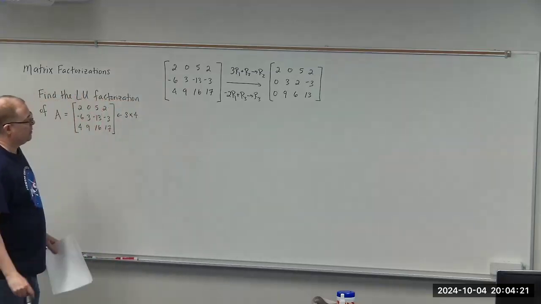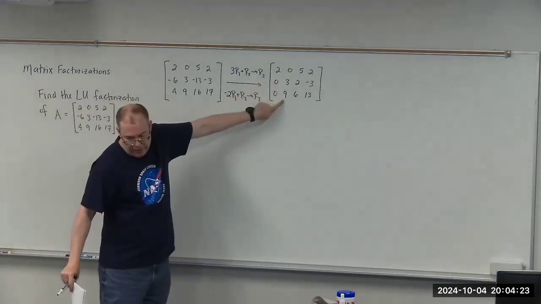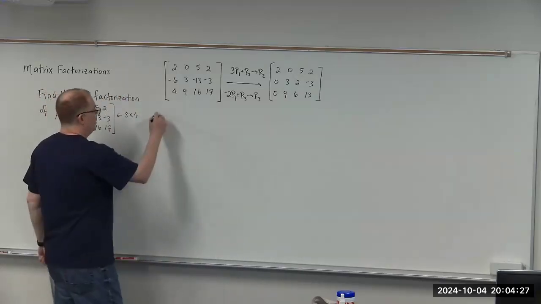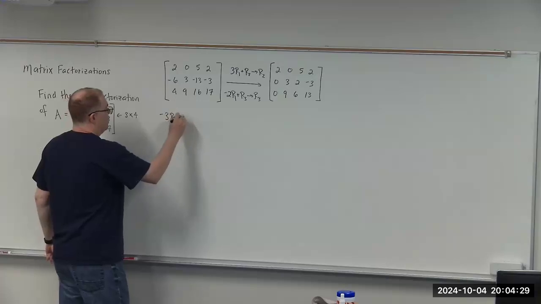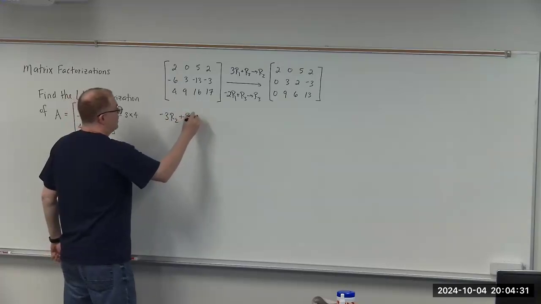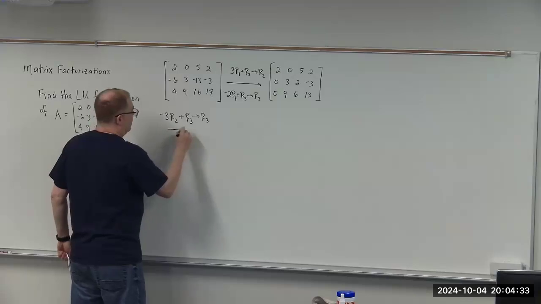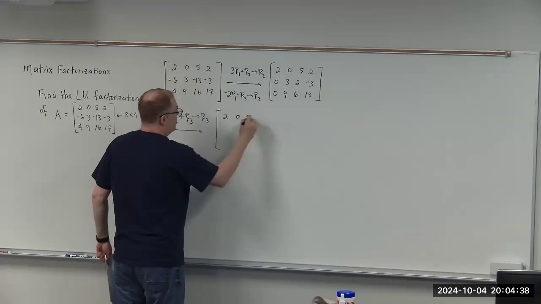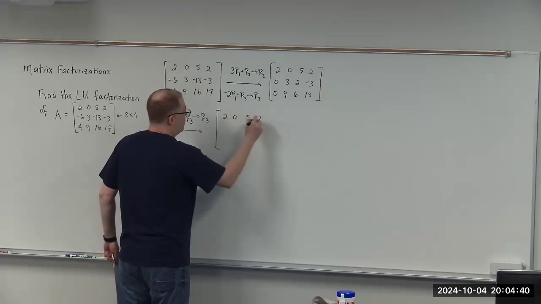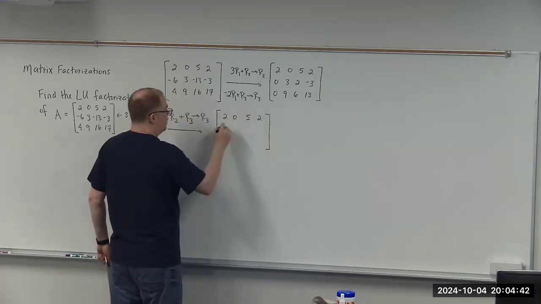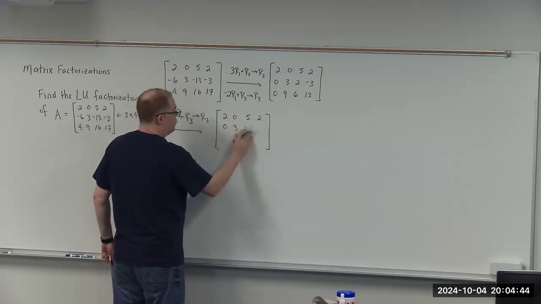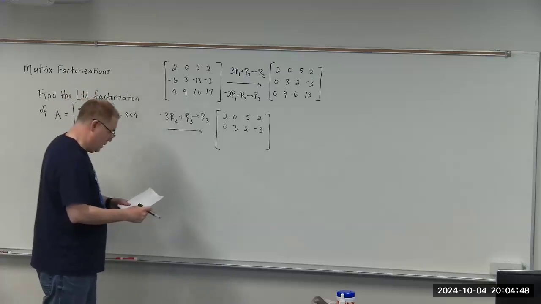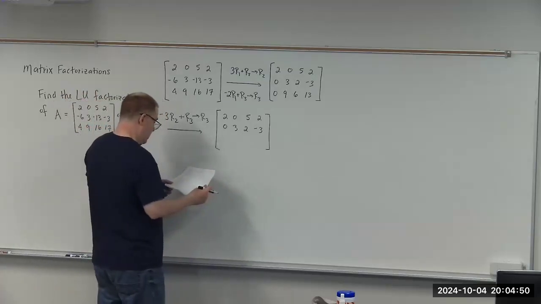So the next thing is that we need to use this pivot to make that 0. So we're going to take minus 3 times row 2, add it to row 3, and store that result in row 3. Zero, three, two, minus three. So row one and row two obviously don't change.